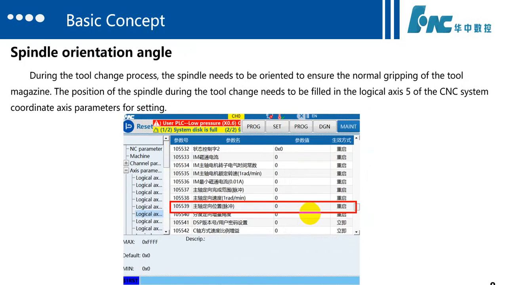Spindle orientation angle. During the tool change process, the spindle needs to be oriented to ensure the normal gripping of the tool magazine. The position of the spindle during the tool change needs to be filled in the logical X5 of the CNC system coordinate X parameters for setting.